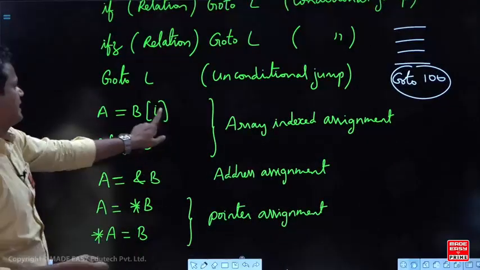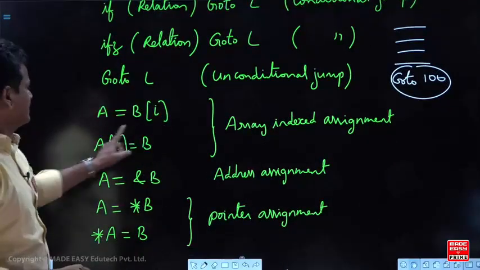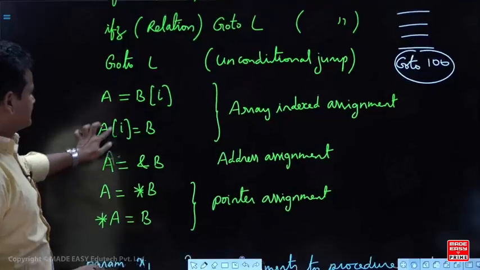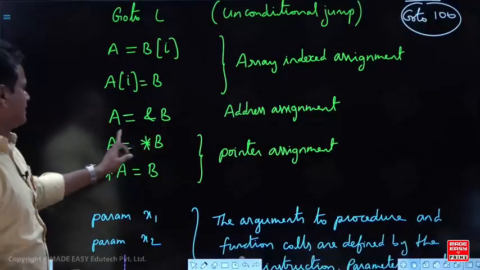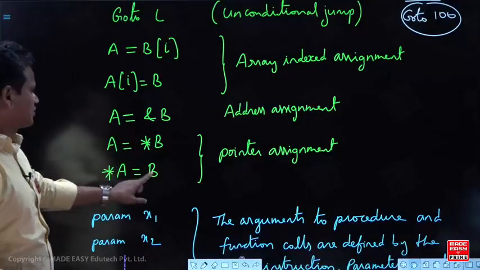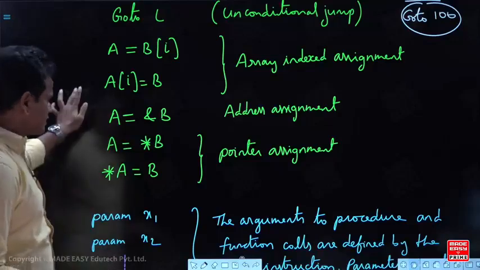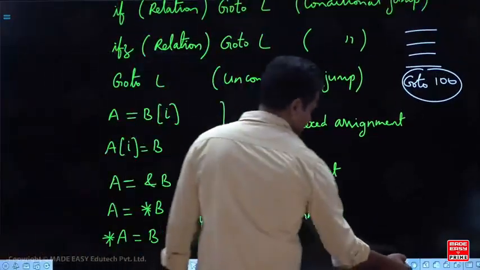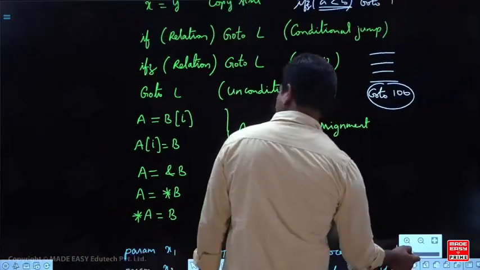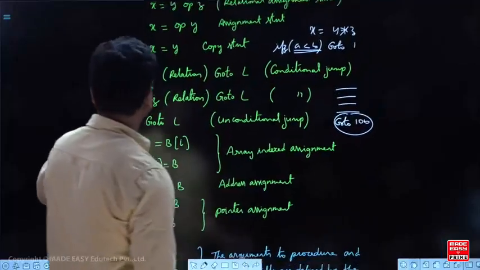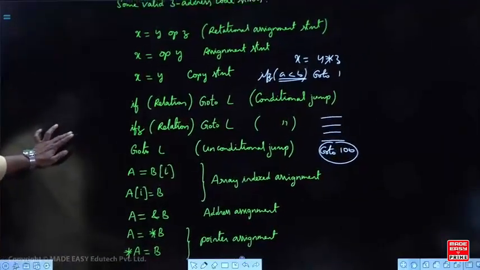And here is array indexed assignment: A equal to B of I, A of I equal to B. And address assignment, A equal to ampersand B. And A equal to star B and star A equal to B. These are the pointer assignment statements. So you just copy this. I will explain the remaining later. Copy this.